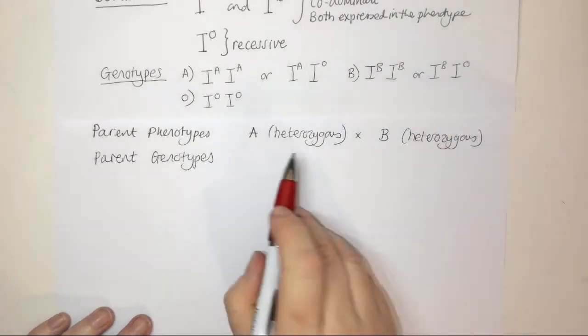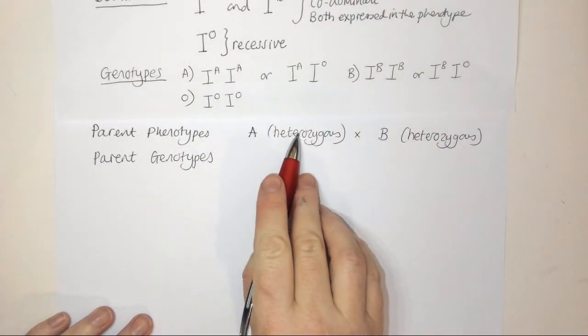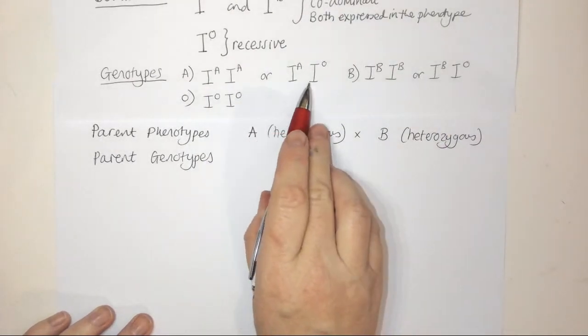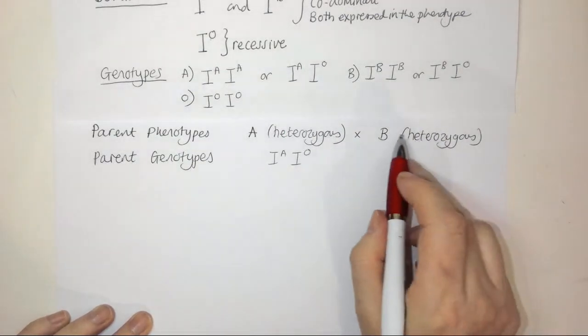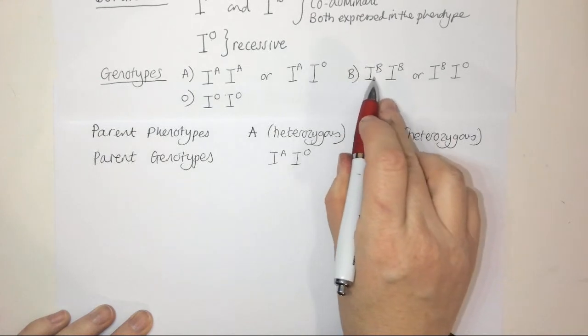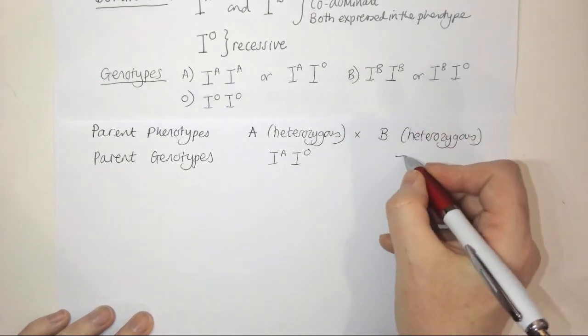So in my question, I have said I want to have a heterozygous blood group A. Well, this will be this one, an A and an O, and a heterozygous B. There we go, that's homozygous. This one's heterozygous. I'm going to pop that one down.